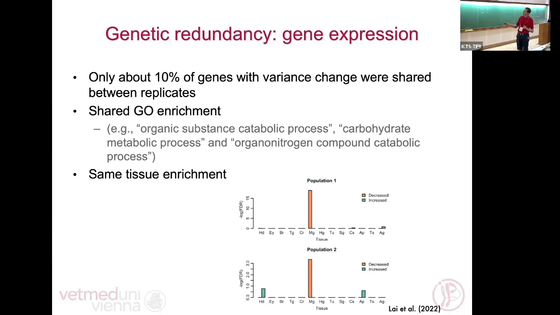So we find that basically these genes in the 2 data sets share GO enrichment. I've put some GO terms there, so they share the same GO terms. And what I think is even more striking is they show the same tissue enrichment. These genes are expressed in the same tissue. So we find there are different genes evolving the variance, but they basically do the same thing.